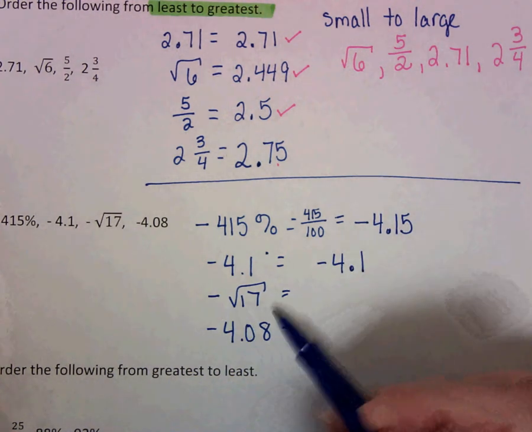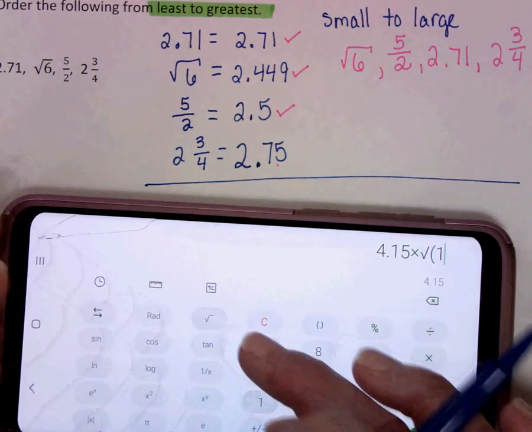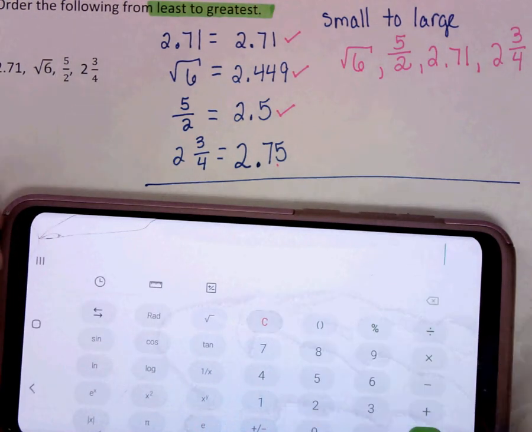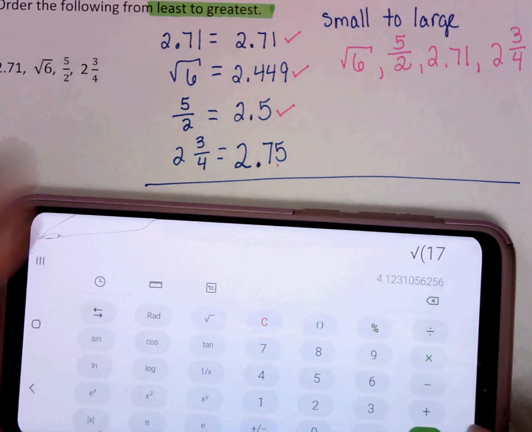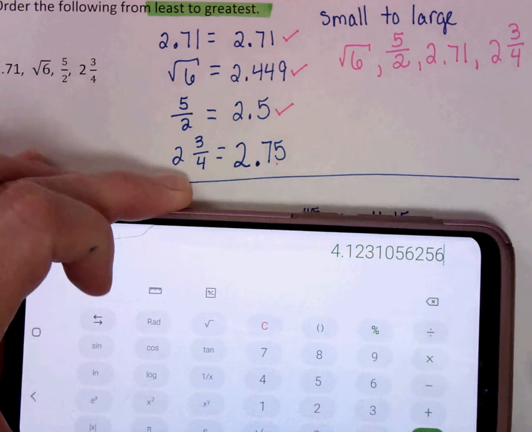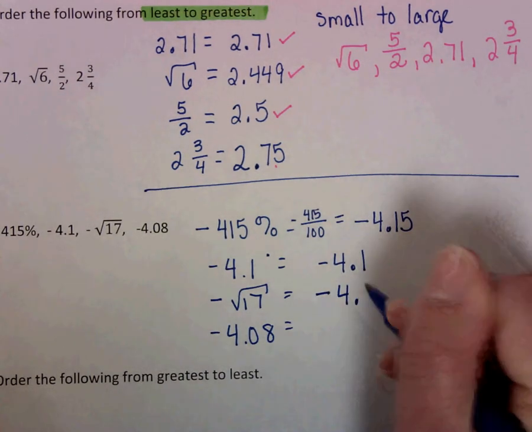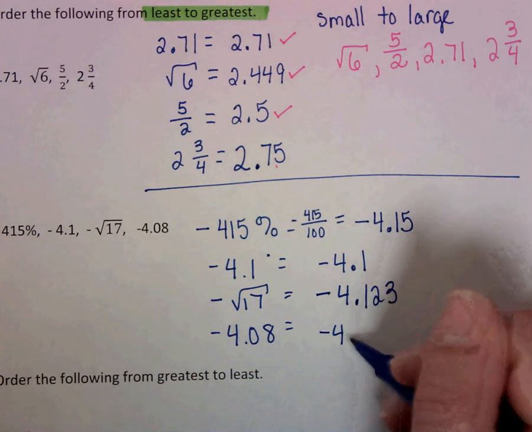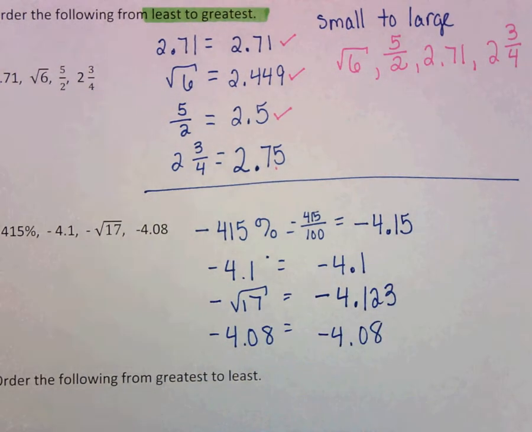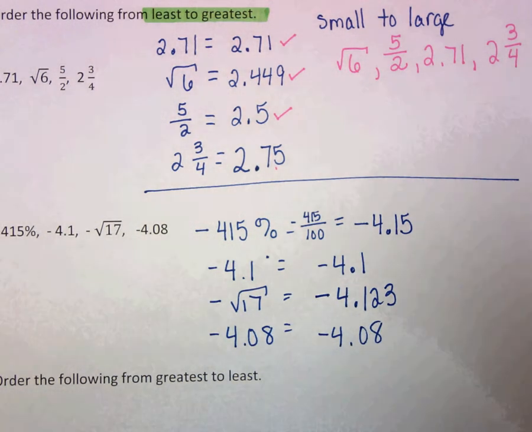Negative the square root of 17. Again, all I need to do is change the square root of 17 to a decimal. Whoops, I have to clear that. I'm not going to worry about putting the negative sign in my calculator. It's 4.123, but I am going to write the negative sign here on my paper. And then negative 4.8, already a decimal. Perfect. Now we're ready to compare. We're ready to put these in order.